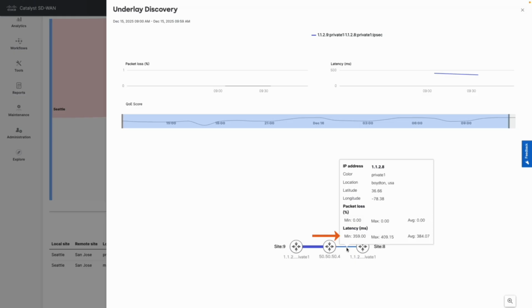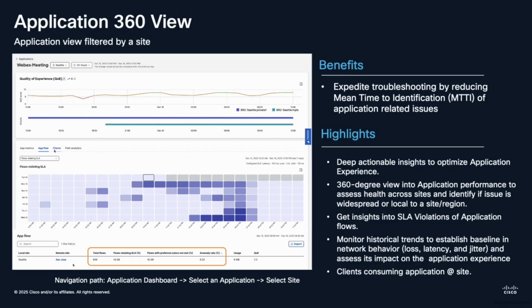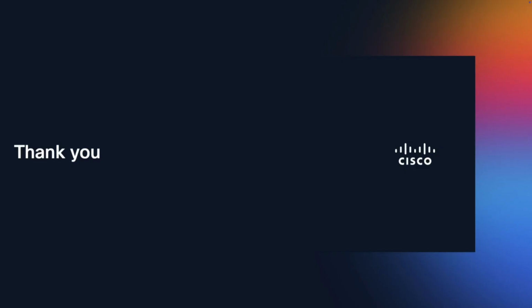Additionally, network operators can leverage the ThousandEyes agent that can be hosted on secure routers to uncover similar issues on the underlay traffic that is destined to internet. With just a few clicks, the Cisco SD-WAN Manager's rich analytics data on applications empowers network operators to quickly identify, diagnose, and pinpoint the root cause of application performance issues, ensuring an optimal user experience. Thank you for watching this demo.